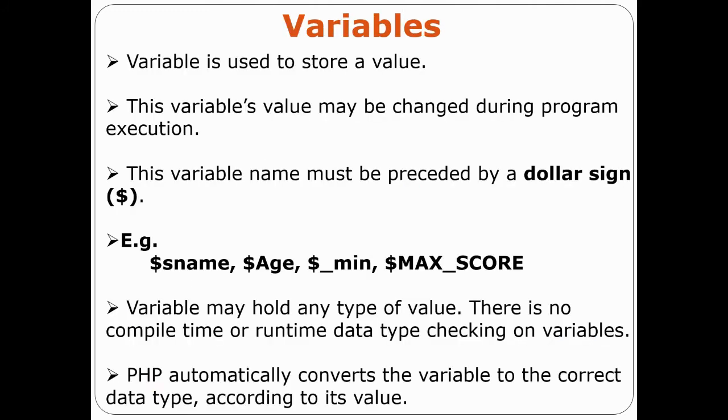Now, variables. Variables are used to store values. We can change the value of a variable during program execution. Here in PHP, variable names start with a dollar sign. There is no data type concept. There is a data type, but for variable declaration, no data type declaration is required. It will take it directly from the value.